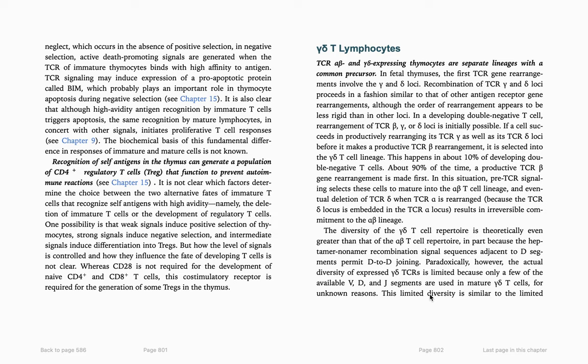So, in summary again, if we repeat reading this part on the gamma delta lymphocyte, the T cell receptor alpha beta and gamma delta are expressed on thymocytes as separate lineages with a common precursor. In fetal thymuses, the first T cell receptor gene rearrangements involve gamma and delta loci. Recombination of T cell receptor gamma and delta loci proceeds in a fashion similar to that of other antigen receptor gene rearrangement, although the order of rearrangement appears to be less rigid than in other loci.